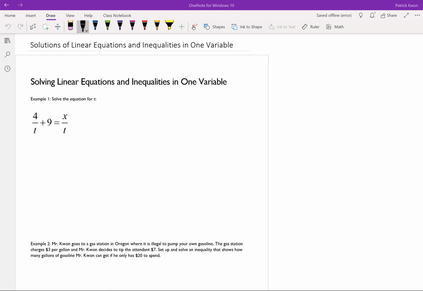I wanted to go over some examples. So let's talk about example 1, solve the equation for t. Notice that t is in the denominator in two different places, and what's going to help us out is if I multiply every term in the equation by t.